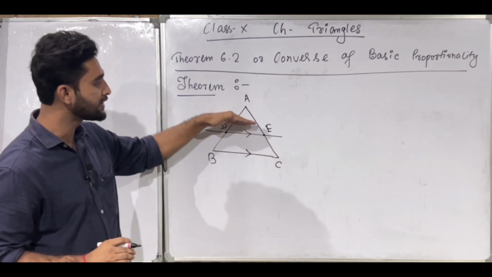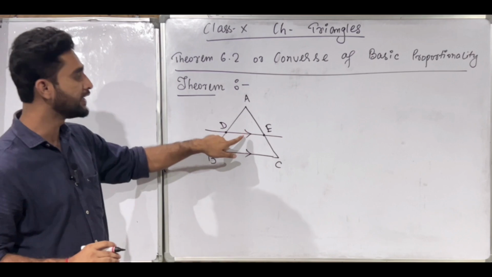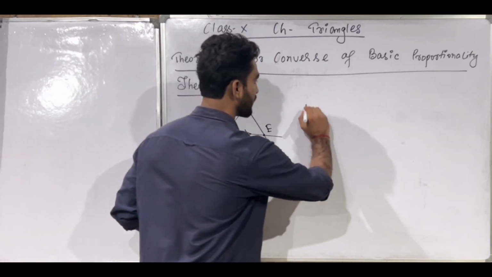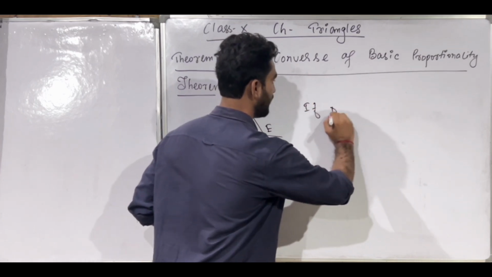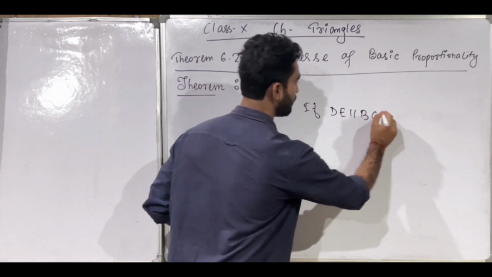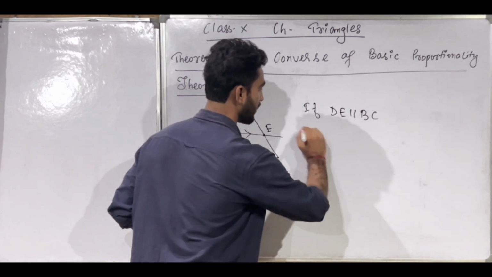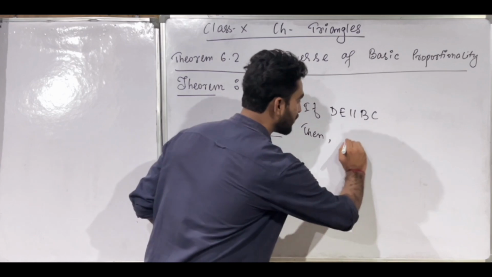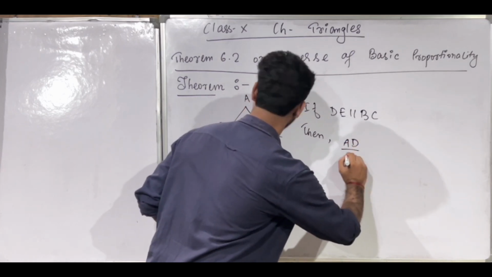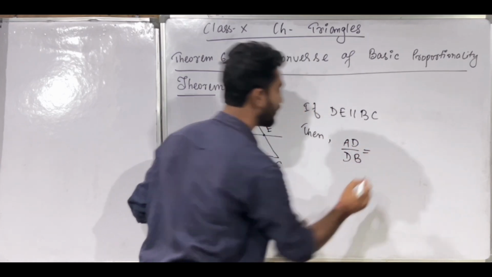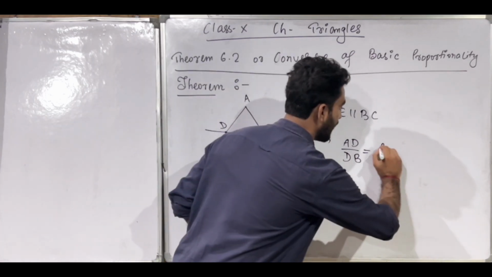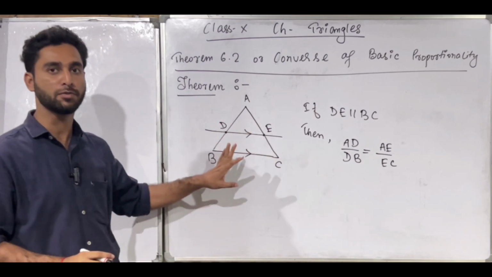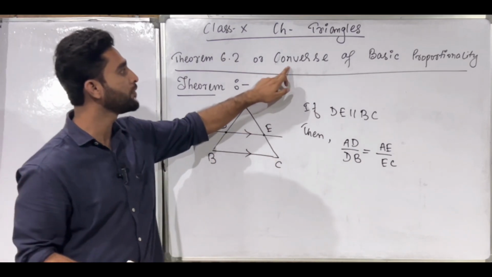then this parallel line divides the two sides in the same ratio. So if DE is parallel to BC, then from the basic proportionality theorem, AD divided by DB will be equal to AE divided by EC. So this was the basic proportionality theorem. Now in this video we will study the converse.